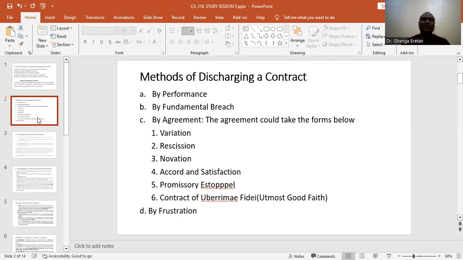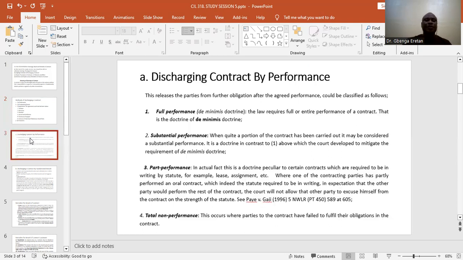But where a contract is discharged by agreement, the agreement could take any of the following forms. It could take variation, rescission, novation, accord and satisfaction, promissory estoppel, or it could be a contract of uberrimae fidei, that is, a contract of utmost good faith. These are the methods of discharging a contract.